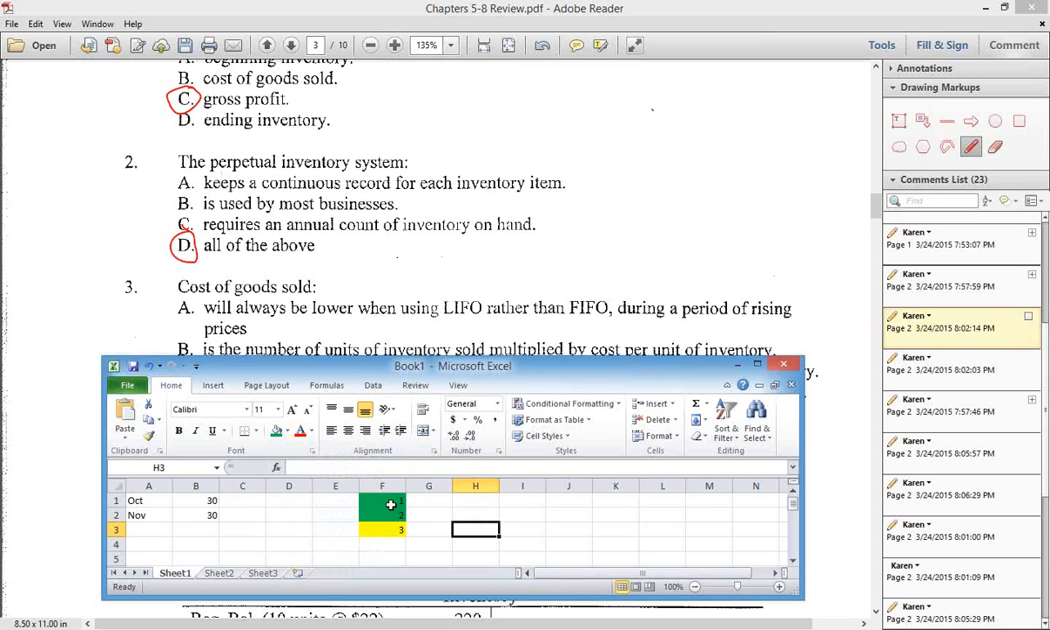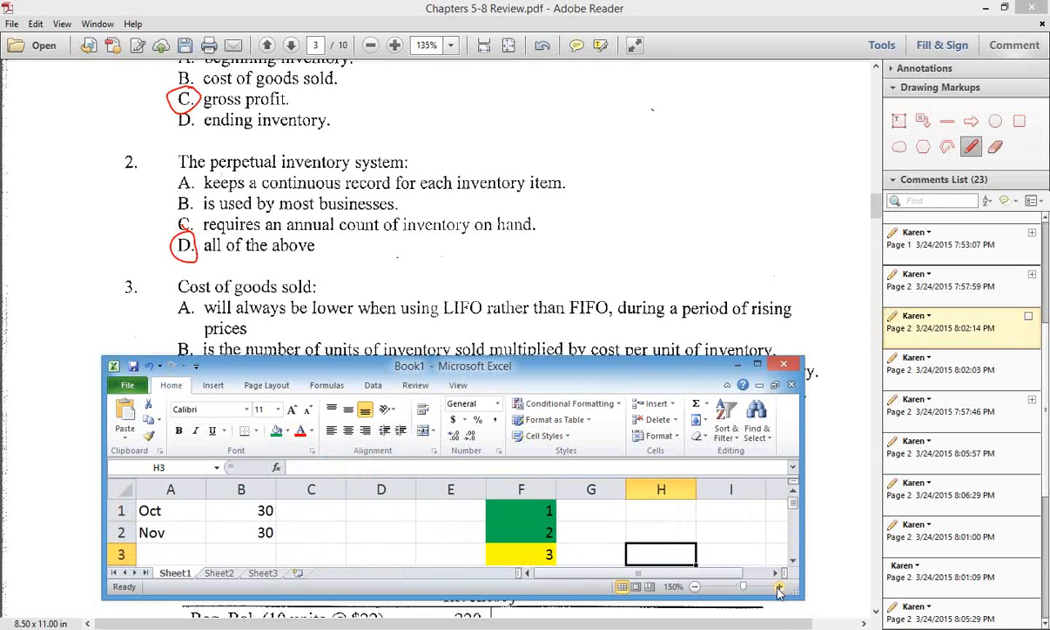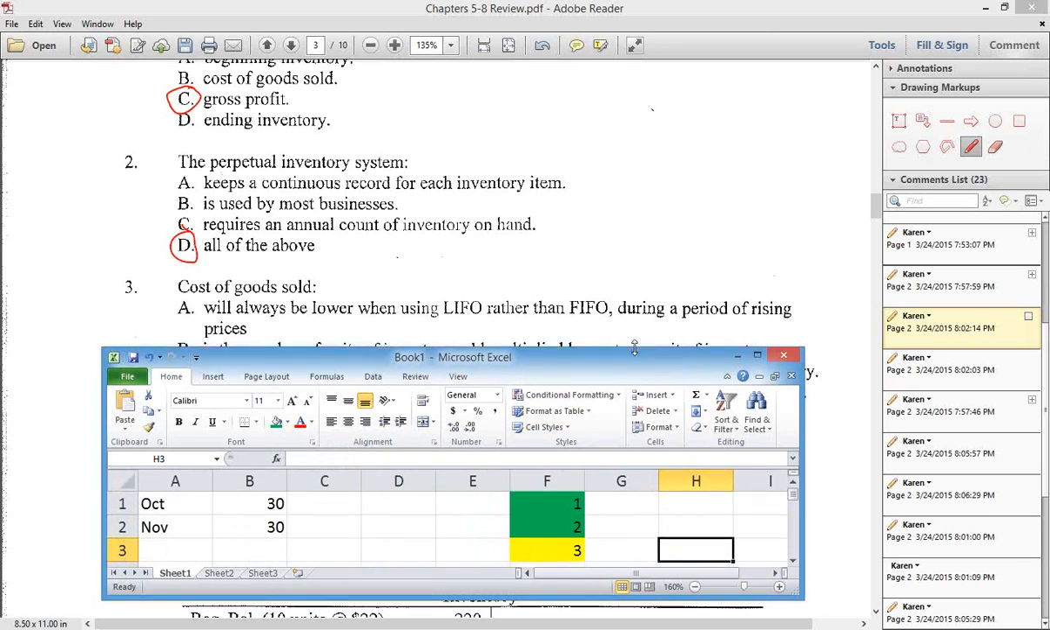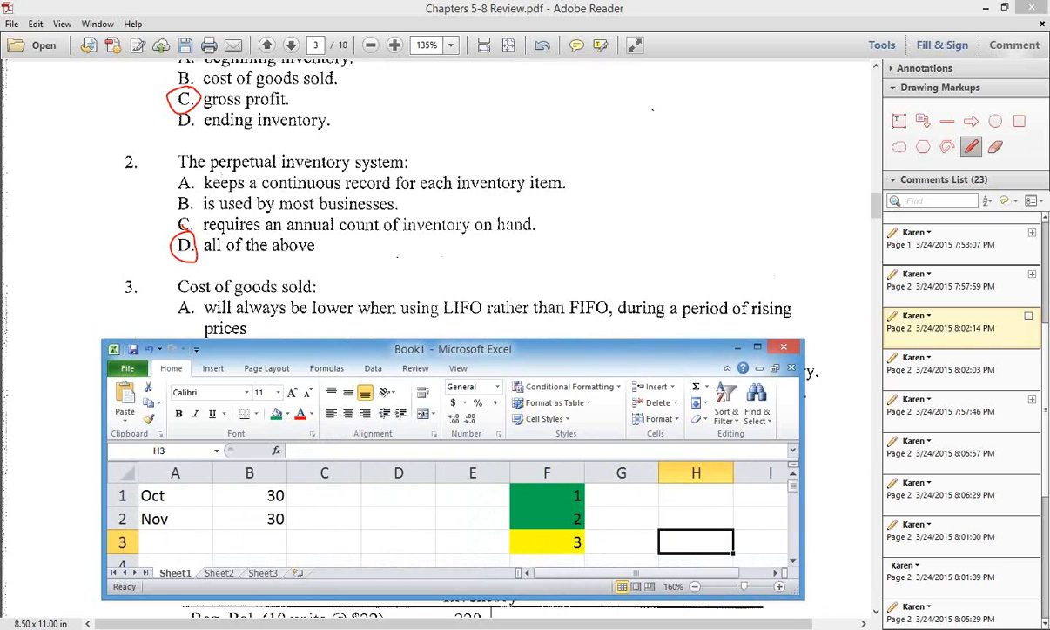Oh, you can't see the Excel sheet. Oh, come on. Is that better? Can you see it now? Can you hear me now? Yeah. Okay.